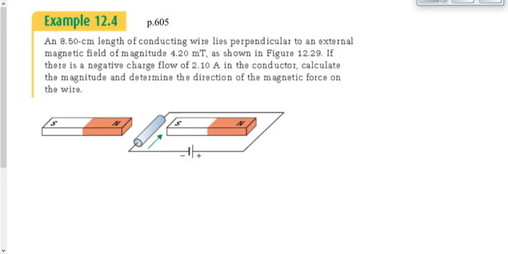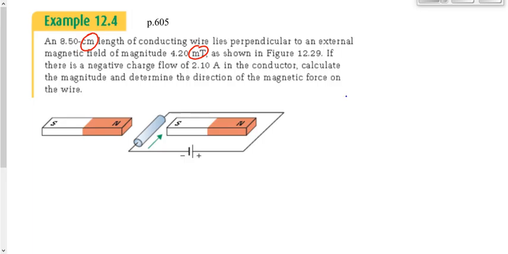Let's do one example and then we'll call it a day, or maybe we'll spend a couple minutes reviewing for tomorrow's quiz on the coil rule. 12.4 on 605, it says an 8.5 centimeter length of conducting wire lies perpendicular to an external magnetic field of 4.20 millitesla. We got a couple units here that we got to make sure we convert. There's a negative charge flow or electron current of 2.1 amps through the conductor. What's the magnitude and the direction of the magnetic force on the wire here?